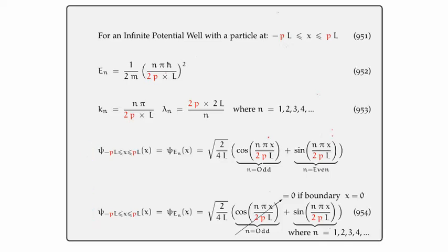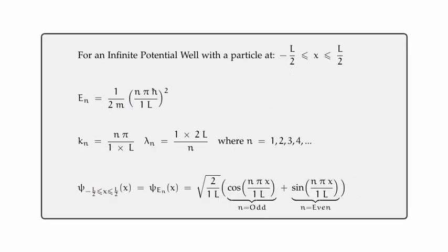So let's start looking at the solutions to various different types of infinite potential well. First, let's consider where we set p as to a half, so it's extending from negative to positive L over 2. Notice the well width is simply 1 times L. And this is what goes in the denominator of the energy expression.